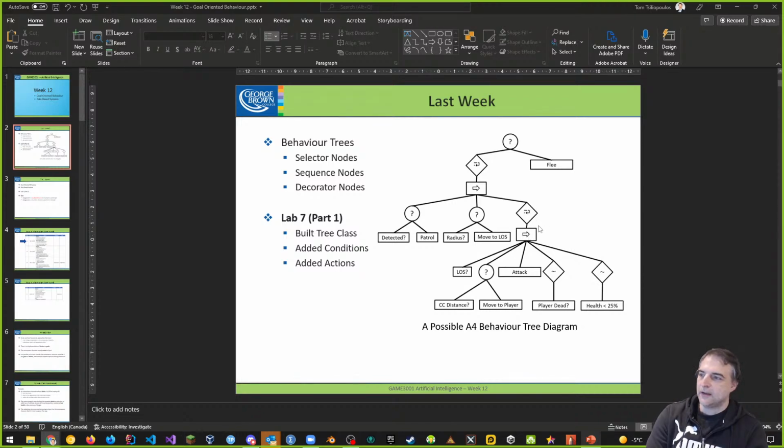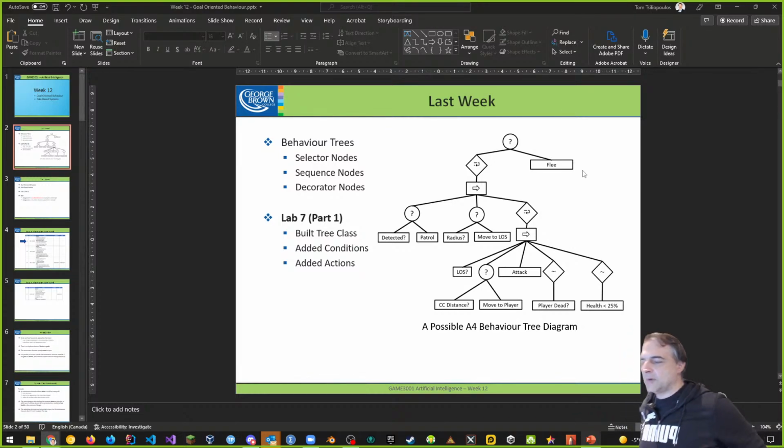It says repeat until fail, so we keep on going until one of these 3 conditions fails. In other words, either I've lost line of sight, or I can't attack or can't move to the player, as an example because the player's dead, or my health is less than 25%. If this fails, it's going to fail up here, and since this is a repeat until fail, now that it's failed, it's going to go here, and the character is going to flee. Either the player is dead, or my health is less than 25%, either way I'm going to flee because the game is over. So it can work something like this.